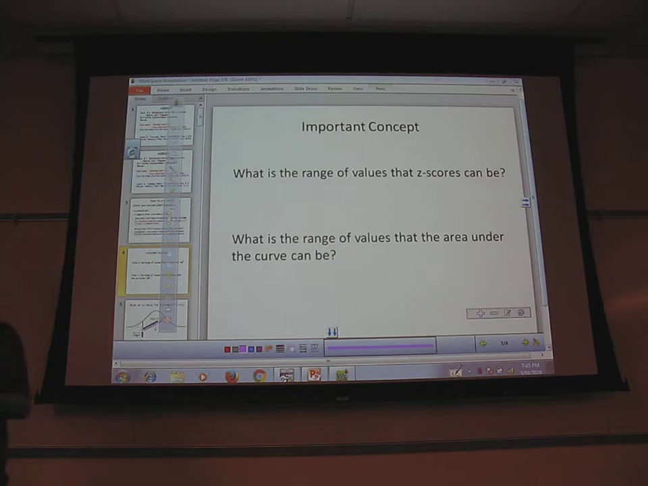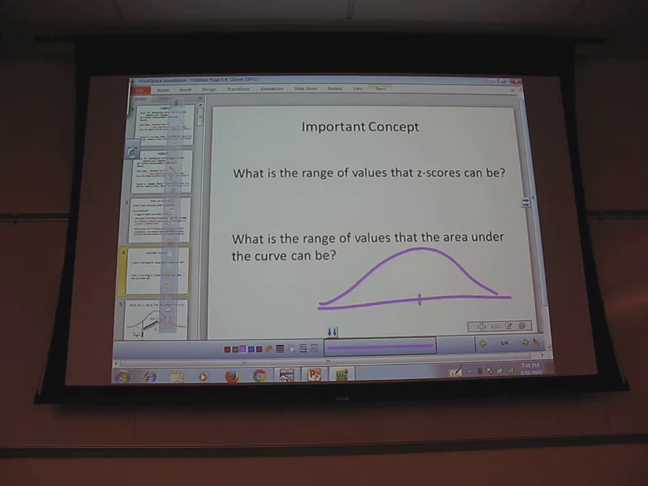Okay, so what's the smallest a z-score can be? Negative infinity. What's the largest a z-score can be? Positive infinity. What's the smallest an area under the curve can be? 0. What's the largest an area under the curve can be? 1, 100%. So it might help, if you're not sure about that, to look at a picture.